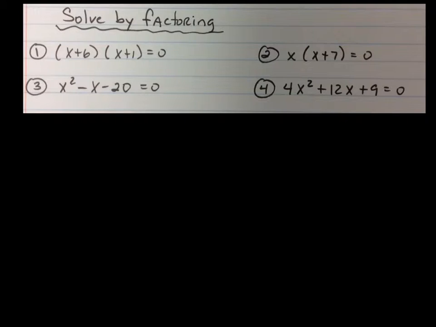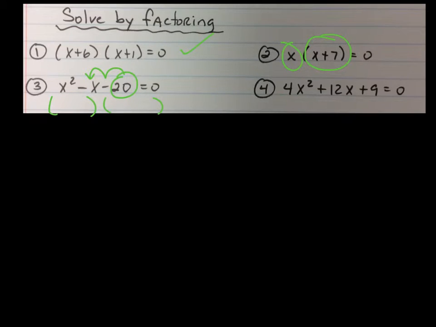Remember, solve by factoring. What you're going to do is take each one of these and put them equal to 0. You're going to take x, put equal to 0, and x plus 7, put equal to 0. On number 3, you're going to factor. All right, so I need the factors of 20 that subtract to give negative 1. All right, so factor that, put each factor equal to 0.